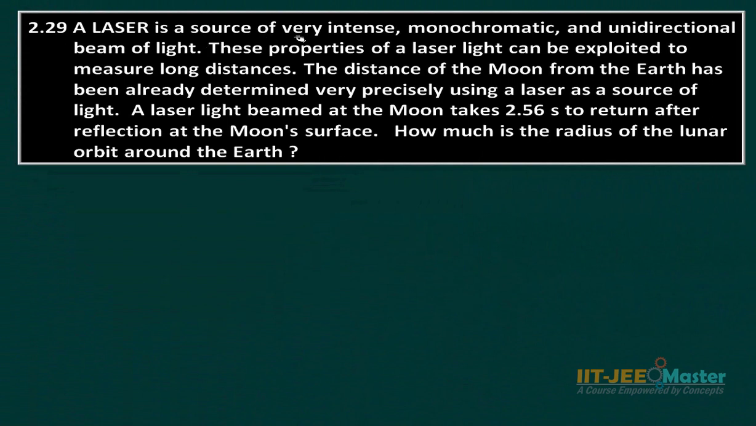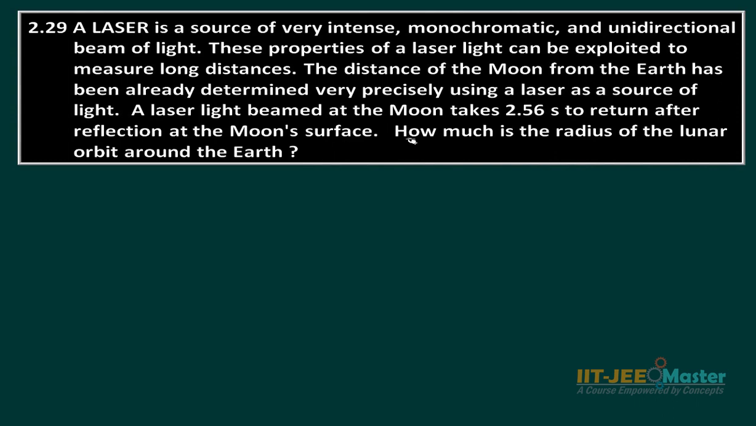A laser is a light source of very intense monochromatic and unidirectional beam of light. These properties of a laser can be exploited to measure long distances. The distance of the moon from the earth has been already determined very precisely using a laser as a source of the light. A laser light beamed at the moon takes 2.56 seconds to return after the reflection at the moon's surface.